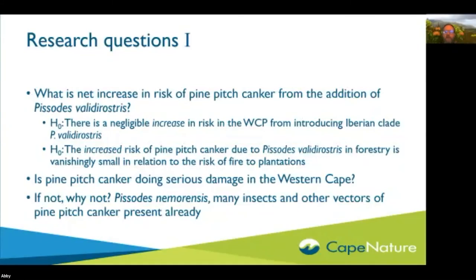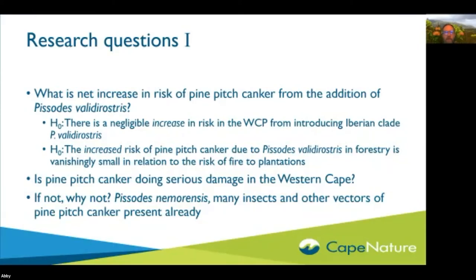So this raises a couple of research questions that I think now need urgently to be answered. First among these is, what is the net increase in the risk of pine pitch canker from the addition of the weevil Pissodes validirostris? One could hypothesize that there is a negligible increase in the risk in the Western Cape from introducing the Iberian clade of this weevil. One could also hypothesize that the increased risk of pine pitch canker due to this weevil in forestry would be vanishingly small in relation to other risks, such as the risk of fire in plantations.